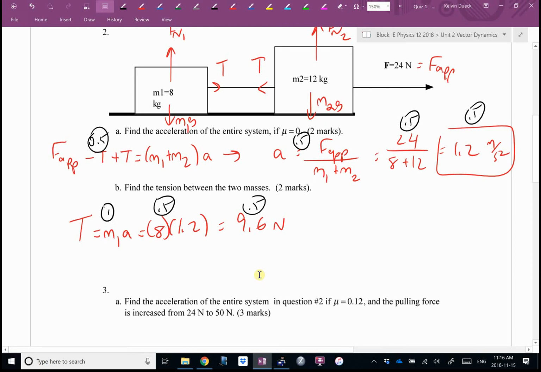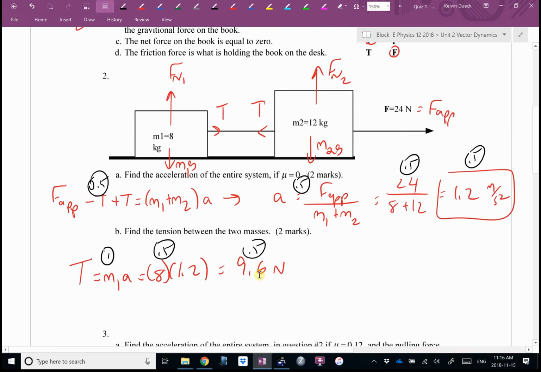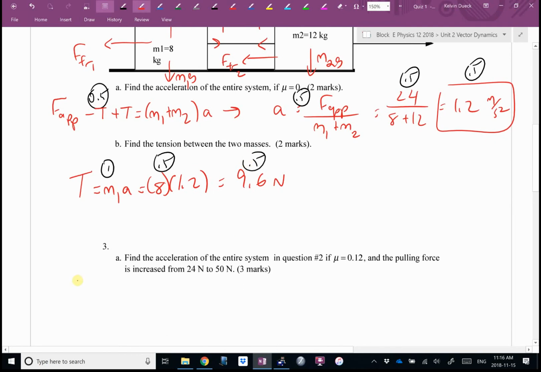Number 3, same question, but let's add friction. I'm just going to add to my free body diagram. So now I'm going to say, oh, friction force number 1, friction force number 2. And so now I get an equation: F applied minus tension minus friction force number 2 plus tension minus friction force number 1. That's going to be m1 plus m2, or m all, times A.